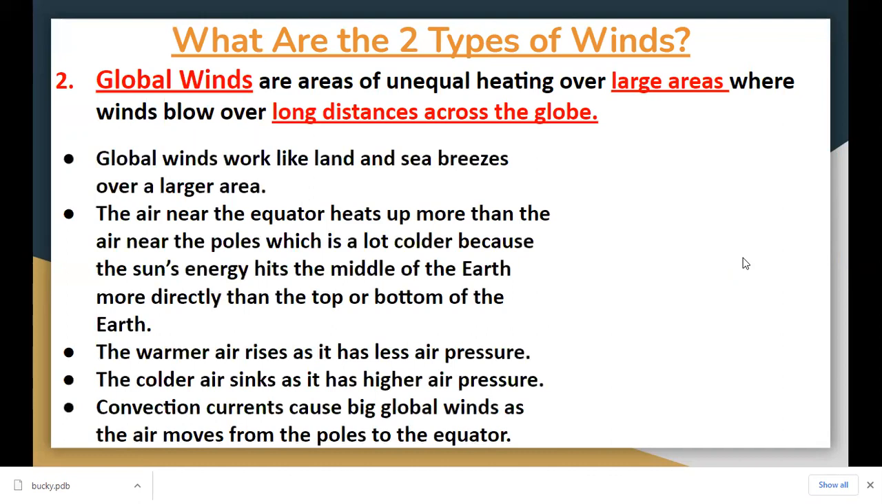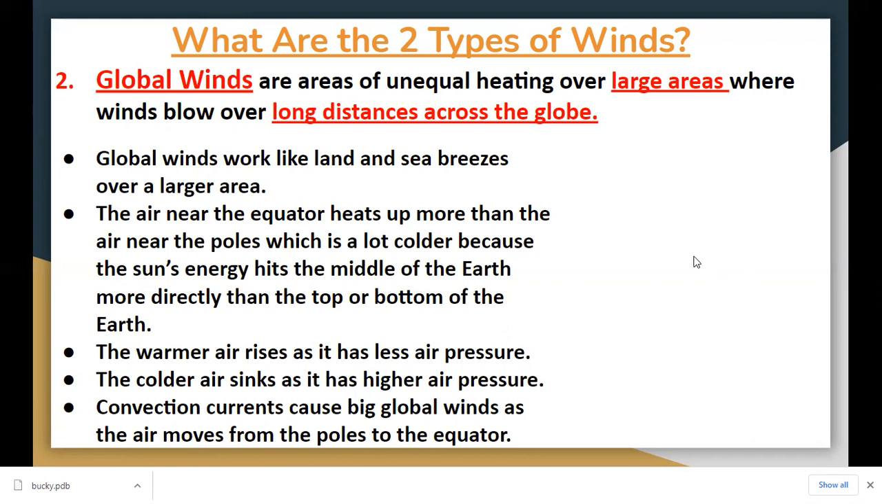So global winds work like land and sea breezes over a larger area, right? The air near the equator gets hotter than the air near the poles, right? At the top and the bottom of the Earth, it's very, very cold. So there's a lot of colder air at the top and bottom. That's because the middle of the Earth gets the sun's direct light more so than the top and bottom of the Earth because the Earth is tilted. So you're going to get more direct sunlight and hotter, warmer temperatures near the equator, the center of the Earth.